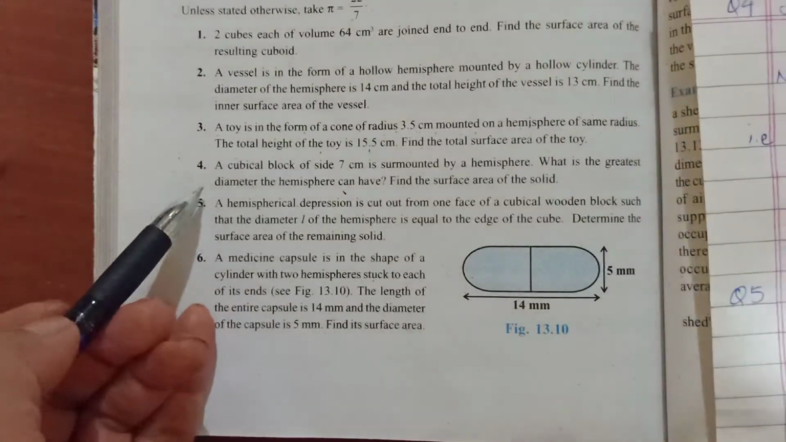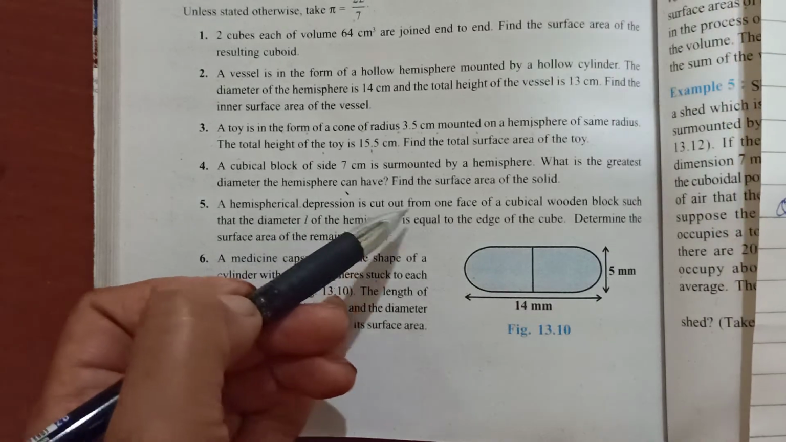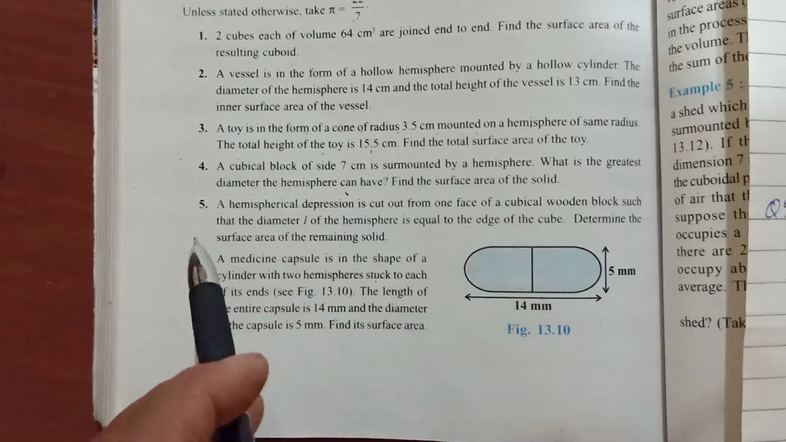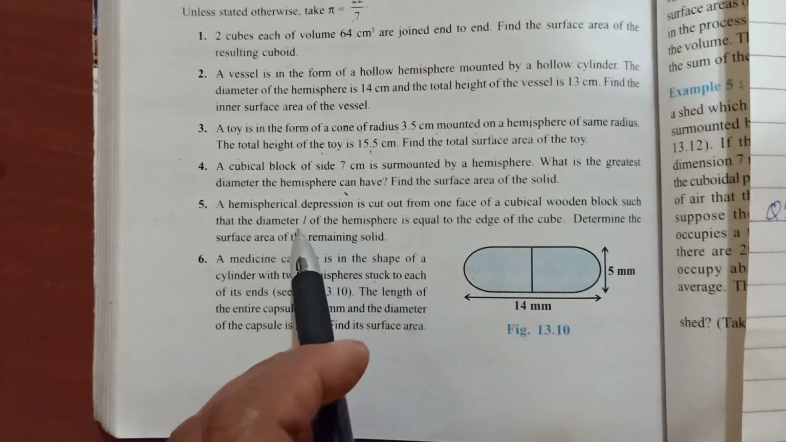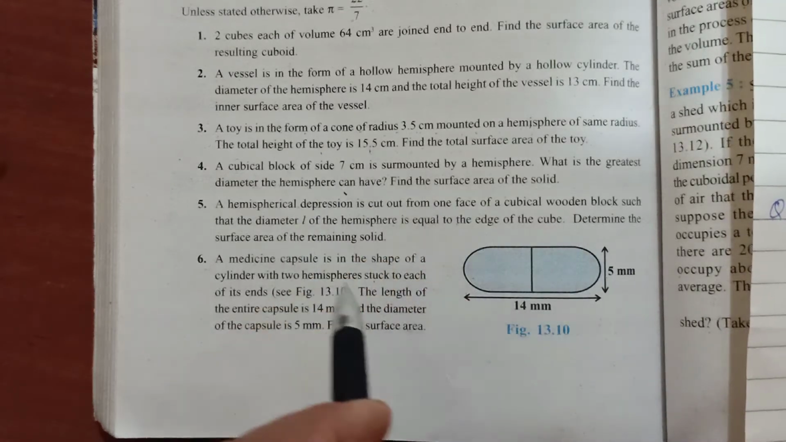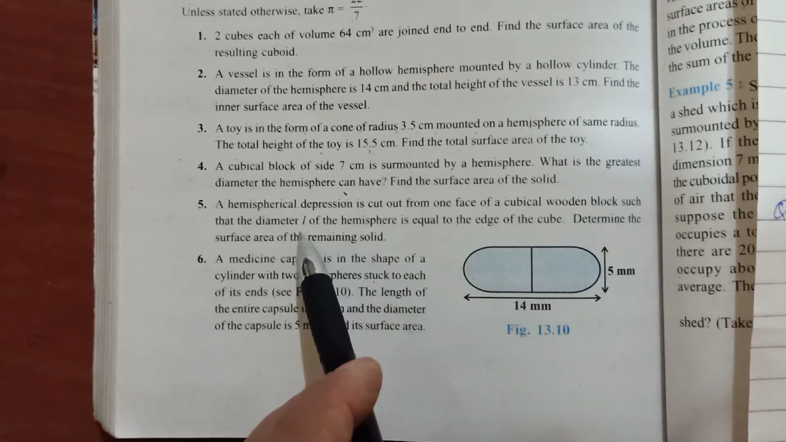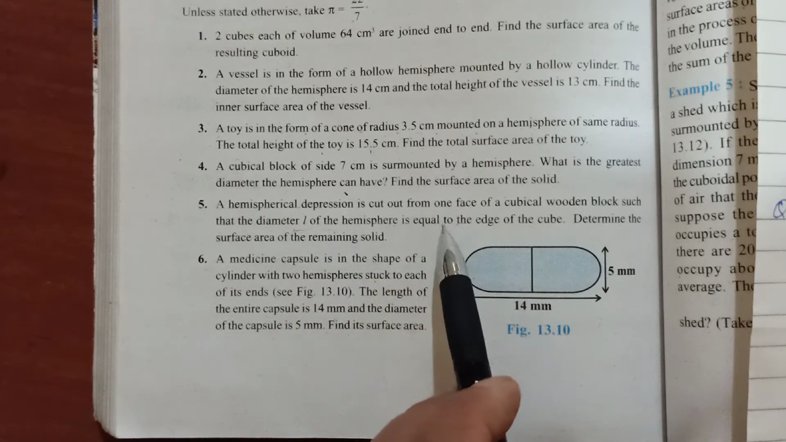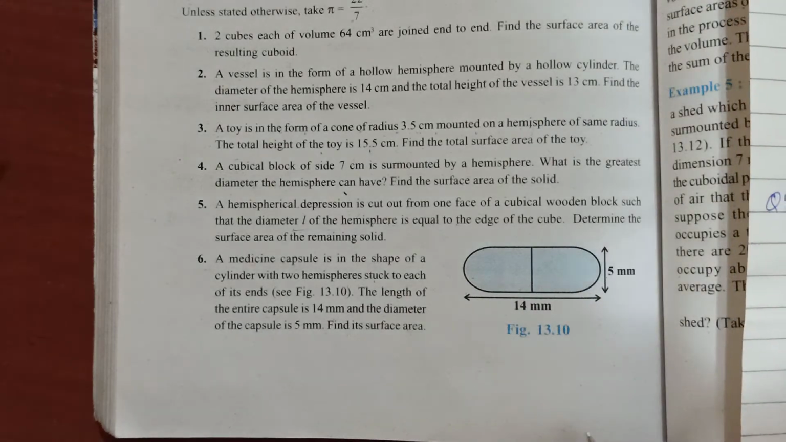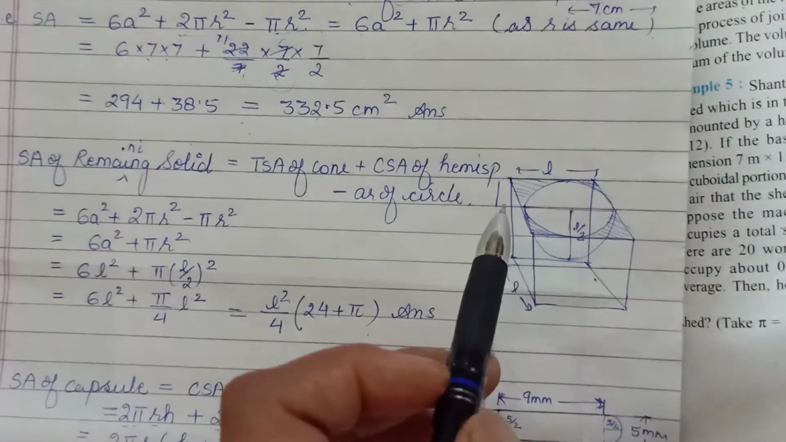Okay, now the fifth question. A hemispherical depression is cut out from one face of cubical wooden block such that the diameter l of the hemisphere is equal to the edge. Again means maximum that I could take out. Okay, just now like in the earlier question, whatever is the diameter of the hemisphere is same as the edge of the cube. Then you have to determine the surface area of the remaining solid. Okay, so somewhat the same thing is happening in this, little bit differences there of course.